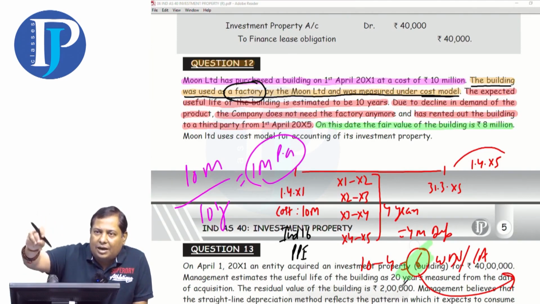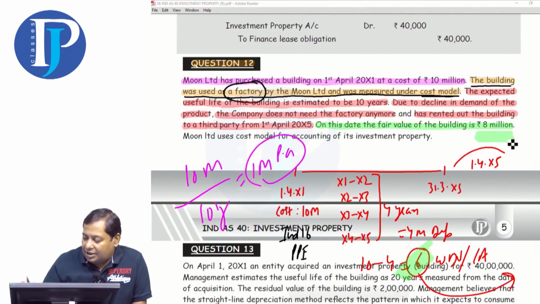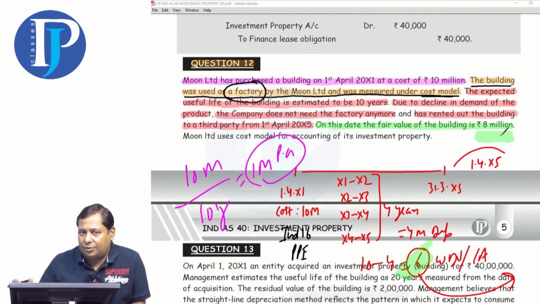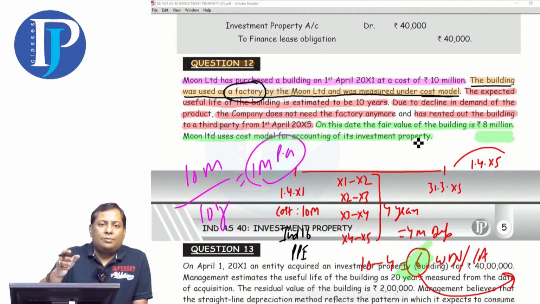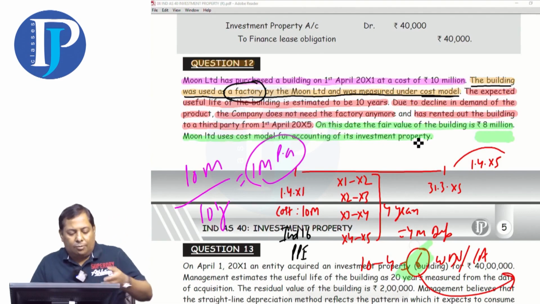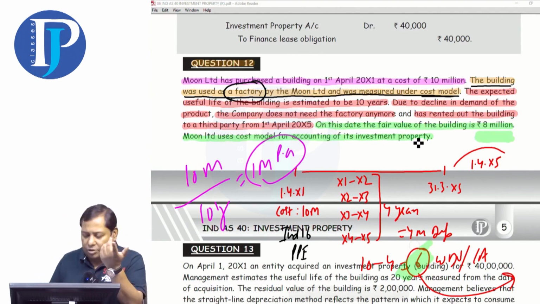Tell me, what do we apply in 40? Cost model? We don't read fair value in cost model. If you want to show them this 8 million, then you can put it in the notes to accounts. Whenever it is transferred, it will be at carrying amount, which is 6 million. And the fair value we can show in the notes to the accounts. The company uses the cost model for accounting for property. They are not doing any favors. Cost model is used for investment property. So you have to write notes on this. So let's write notes on it.